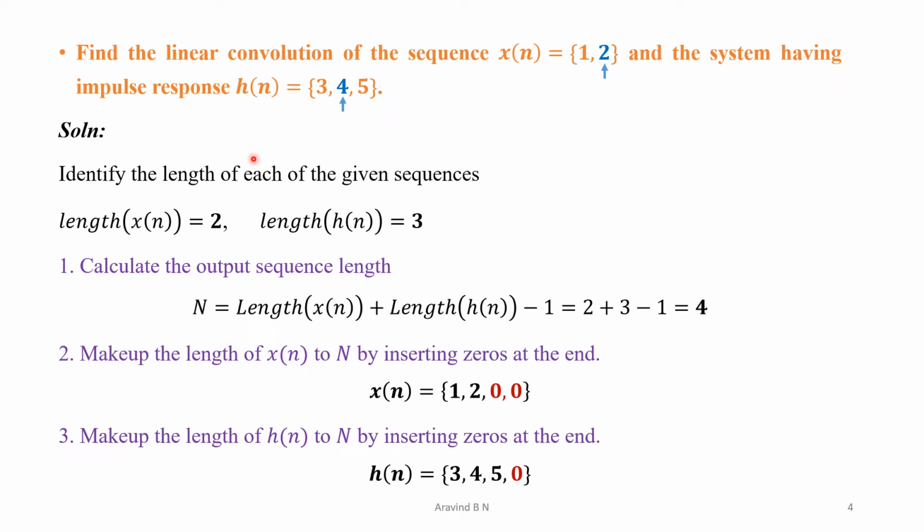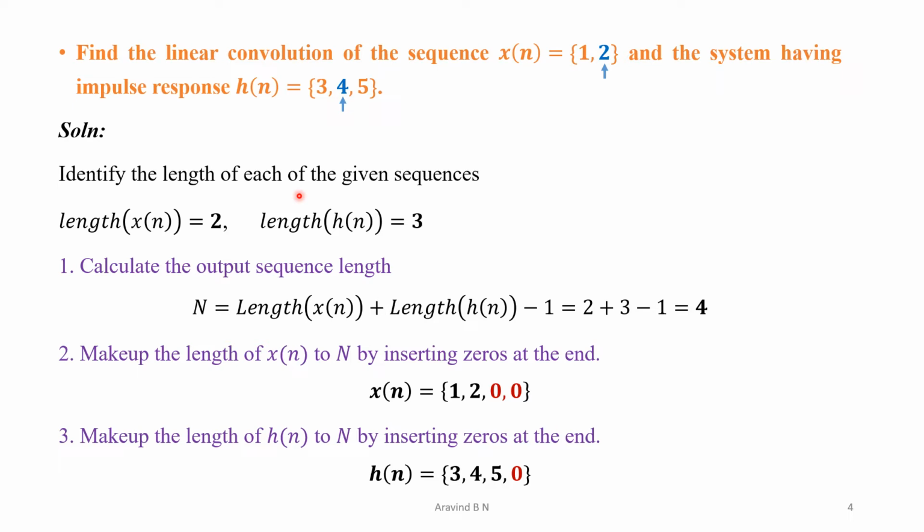Now let us go through a problem, the problem statement. Find the linear convolution of the sequence x of n is equal to 1, 2 and the system having the impulse response h of n is equal to 3, 4, 5. So the origins are mentioned. Let us go through the solution.